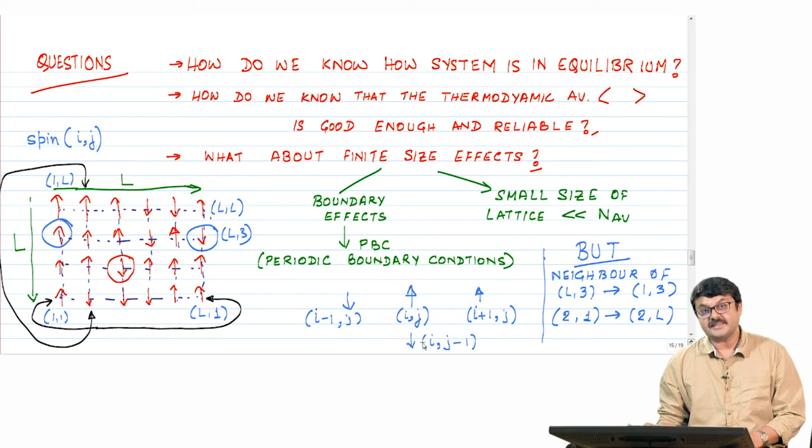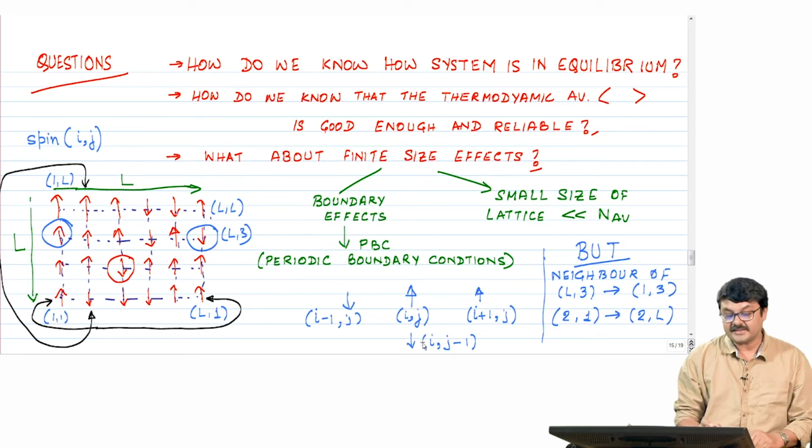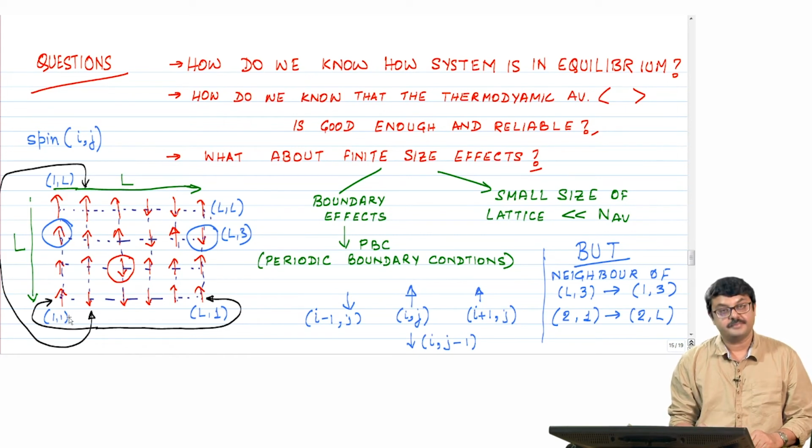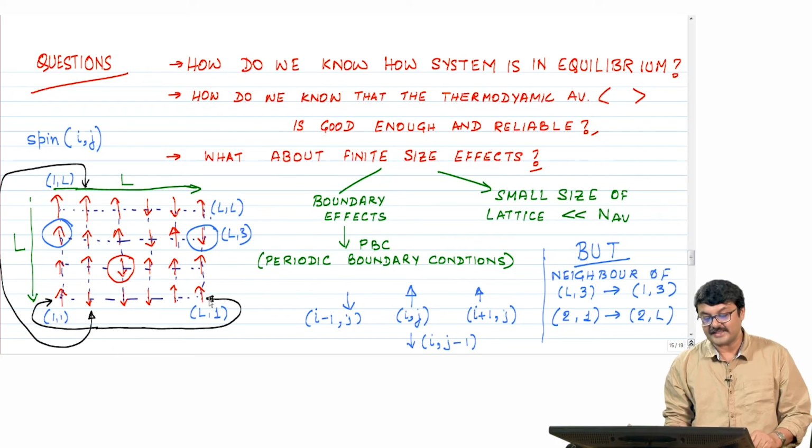Now, while discussing this, let me first set the convention. I should have done this earlier. Let us suppose that the spin on this corner is 1 1, okay. And then as you go to the right, you are essentially increasing the index, so that this spin is called L1, right.